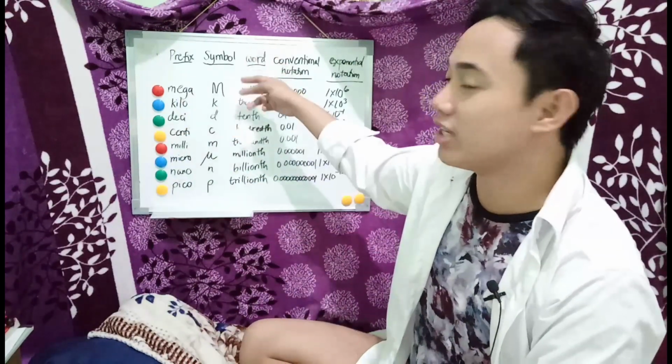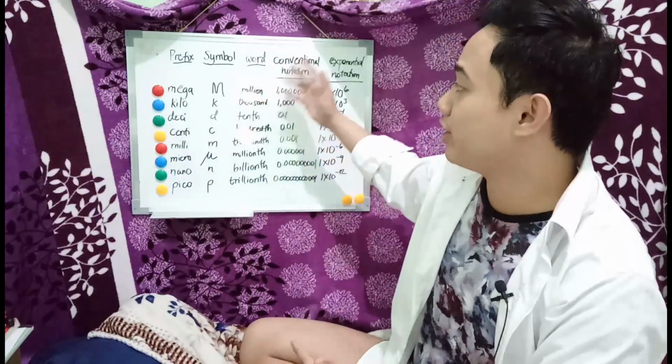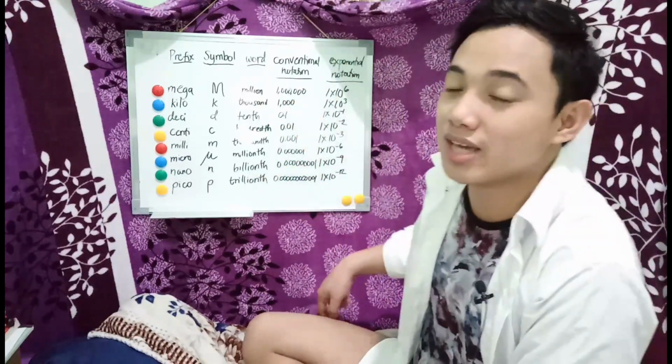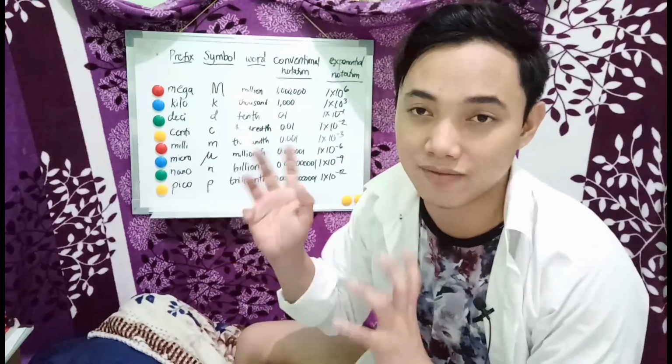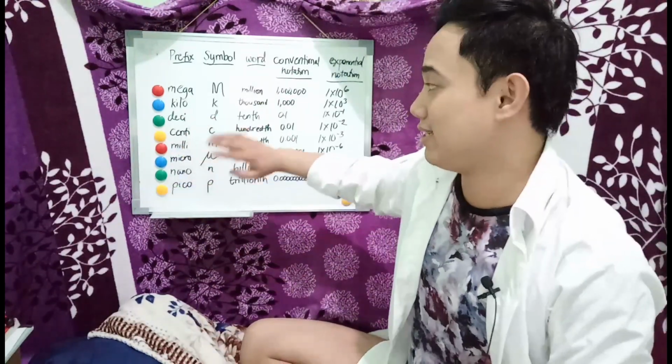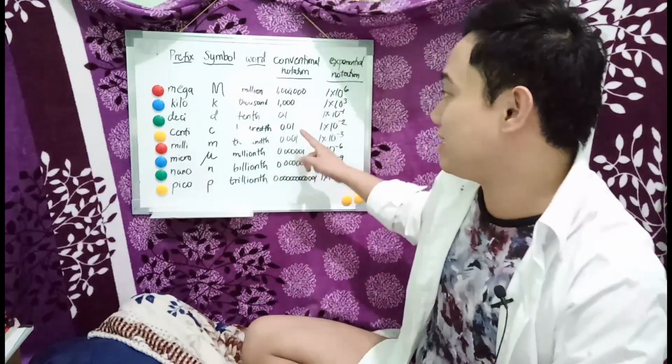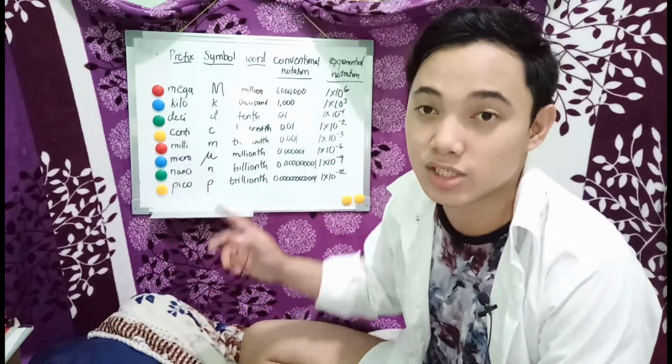So, yung mega, yung symbol niya is capital letter M. Then, yung word million, yung conventional notation is 1 followed by 6 zeros. And then, yung exponential notation niya is 1 times 10 raised to the power of 6. So, yung kilo is K, yung symbol, 1,000. Conventional notation is 1 followed by 3 zeros. And exponential notation is 1 times 10 raised to the power of 3.